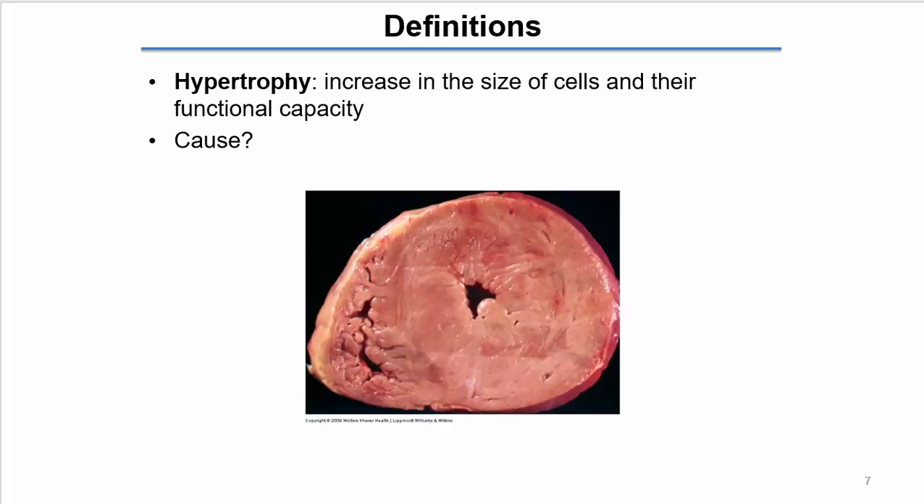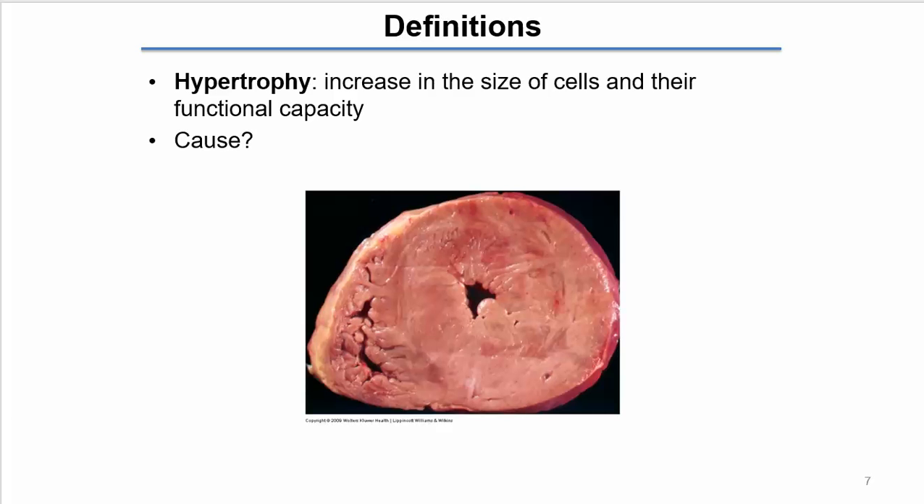Hypertrophy is the opposite. It's the increase in the size of cells and their functional capacity. Hypertrophy also has a physiological and a pathological category. Physiological hypertrophy is from normal stressors. So this would be things like exercise, building bulky skeletal muscle. It's a normal course of physiological adaptation to use.